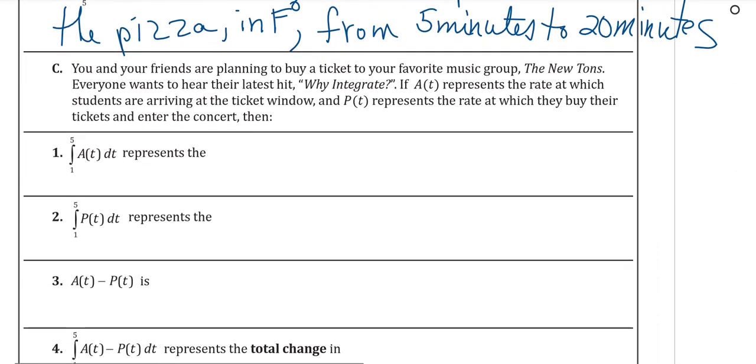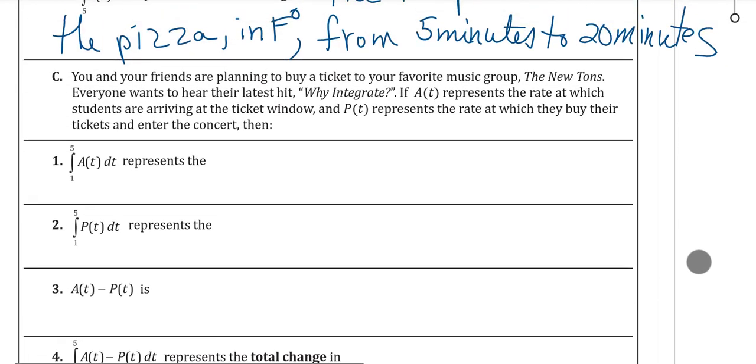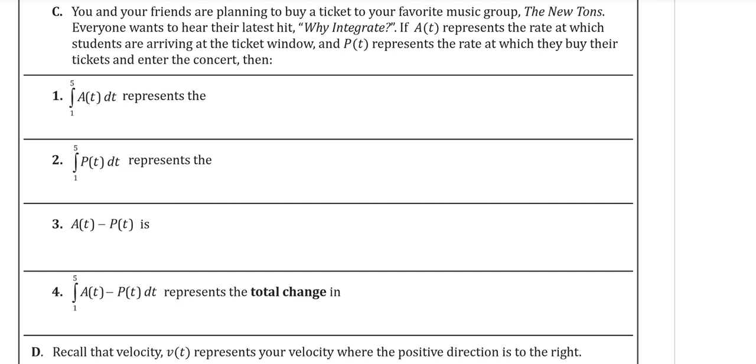Okay, part C. You and your friend, let me see if I can get these all on here. I don't think I can get the last one on. We'll do the first 4 there. You and your friends are planning to buy a ticket for your favorite music group, the Newtones. Get it? Newtones. Everyone wants to hear their latest hit, Why Integrate? If A of t represents the rate, so obviously it's something we're going to integrate, the rate at which the students are arriving at the ticket window, and P of t represents the rate at which they buy their tickets and enter the concert, then the integral from 1 to 5 of A of t dt represents the number of students arriving in the line.